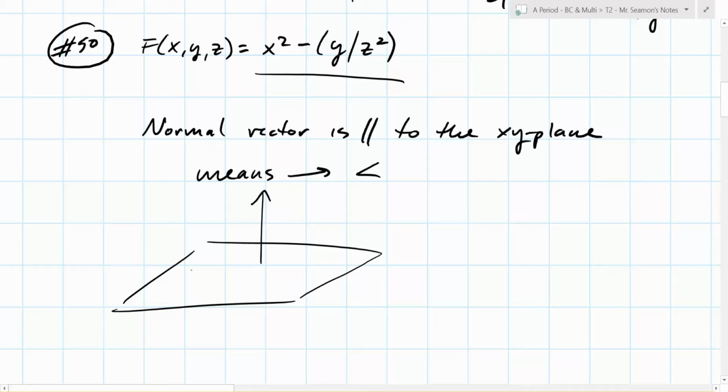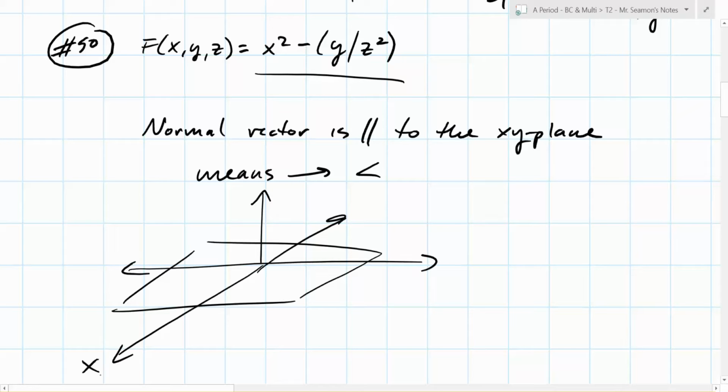Okay, so you have the plane right there. We have x, we have y, and we have z. So it means there's the z. All it means is any vector could be something like this: a, comma b, comma what?